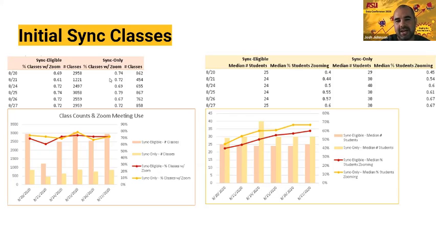So we can use that to try to identify how accurate it is. Then we can look at the number of students that are in Zoom, or the percent of students for the class who are using Zoom. And that we can see is actually trending up.